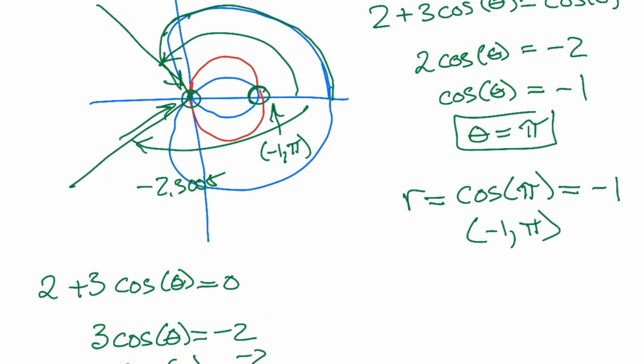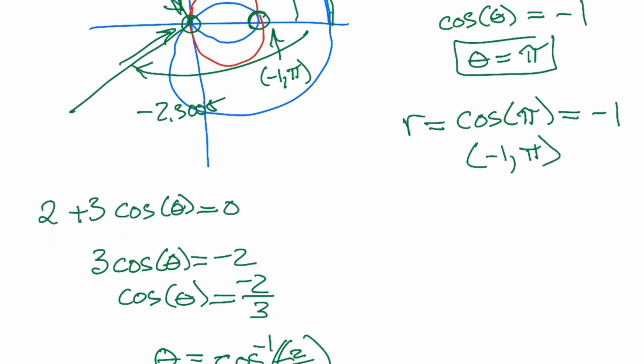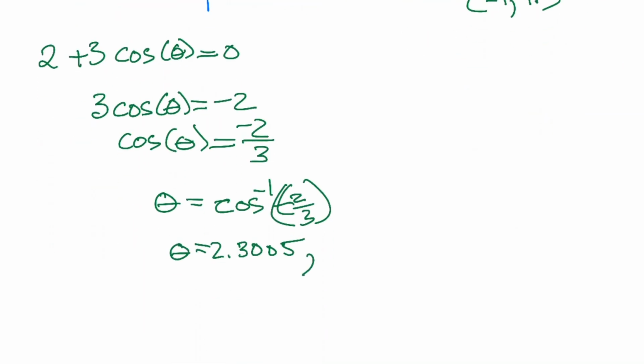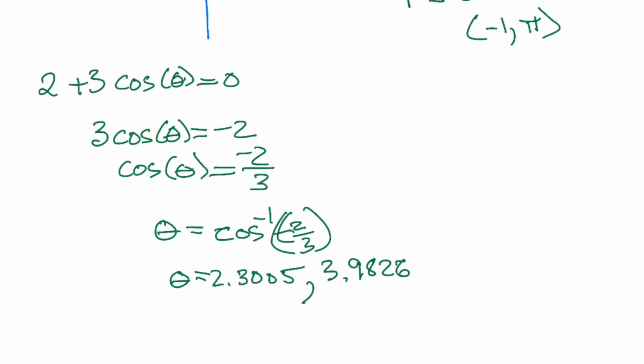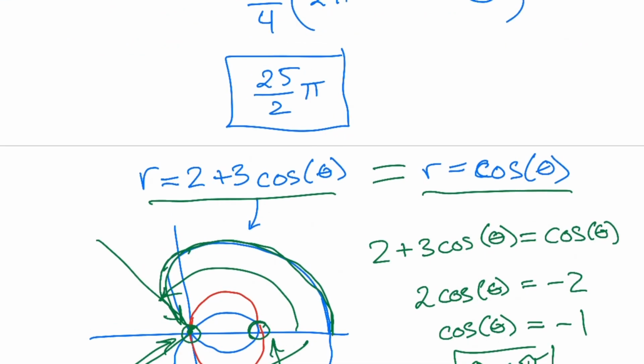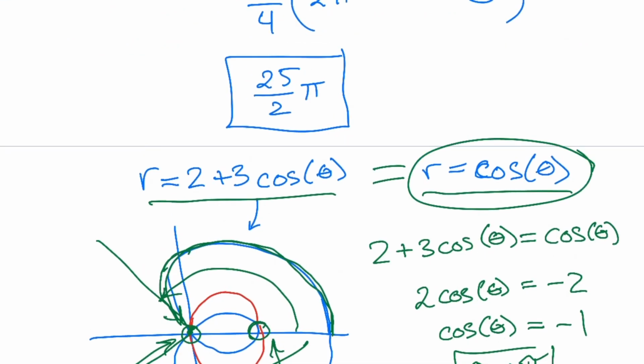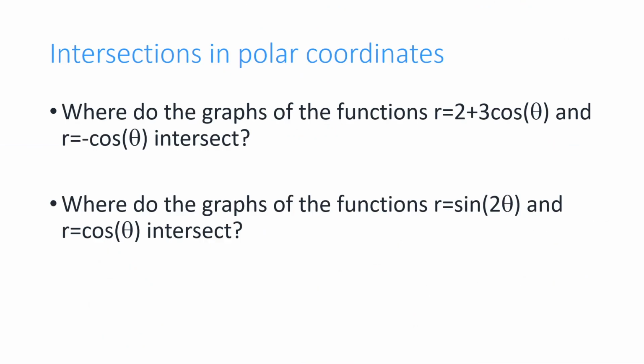Give me a sec here. And I get 3.9826. So if you needed to know where on this curve you cross the origin, that would be these two places. As far as this one goes, cosine of theta, that's a lot easier. You're just solving cosine of theta equals 0, which is theta equals pi over 2. Okay, let's move on to another intersection problem. What about these two functions? Where do those functions intersect?